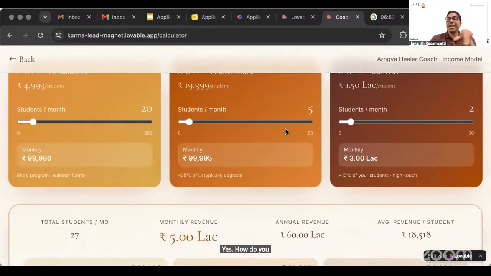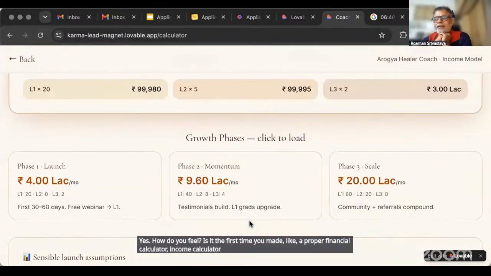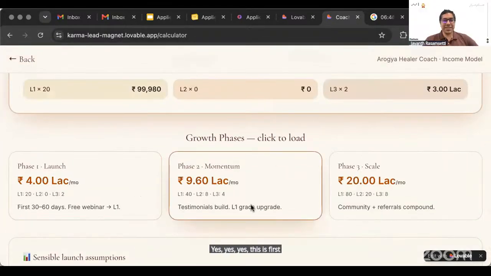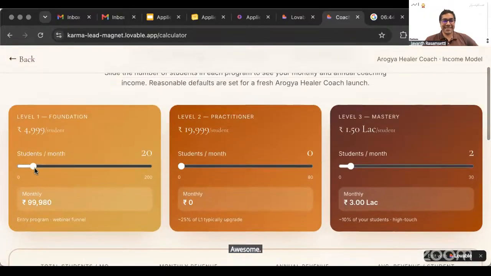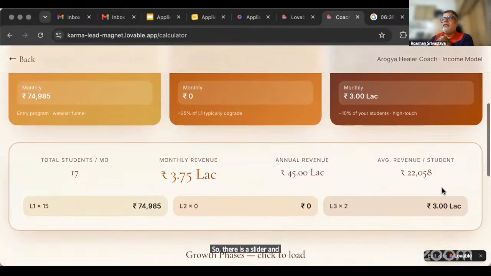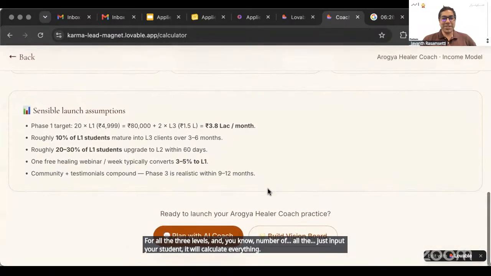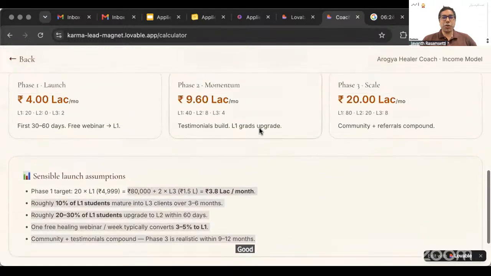Is this the first time you made a proper financial calculator, an income calculator? Yes, this is the first time. Very good, and interactive. Yeah, sliding. So there is a slider for all the 3 levels, and you just input the number of students and it will calculate everything. Excellent. So 3.8 lakhs you have gotten.